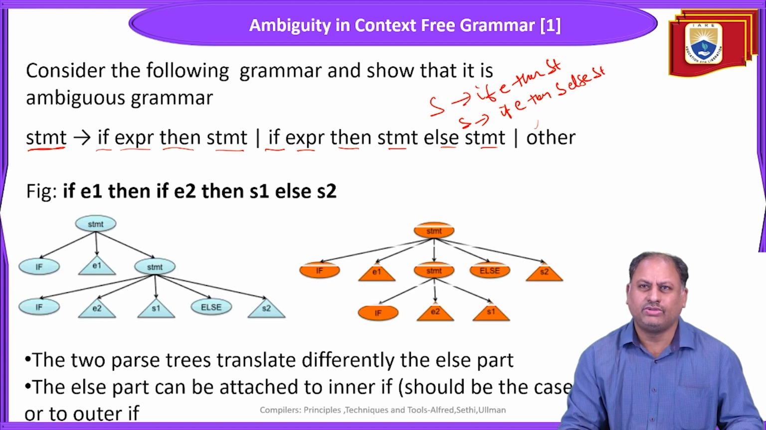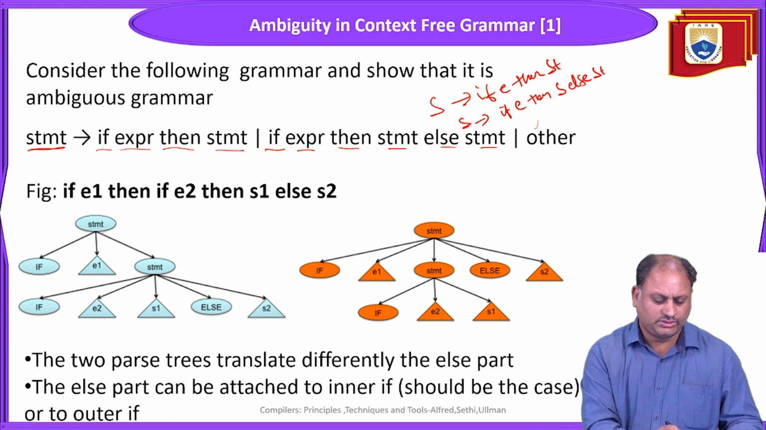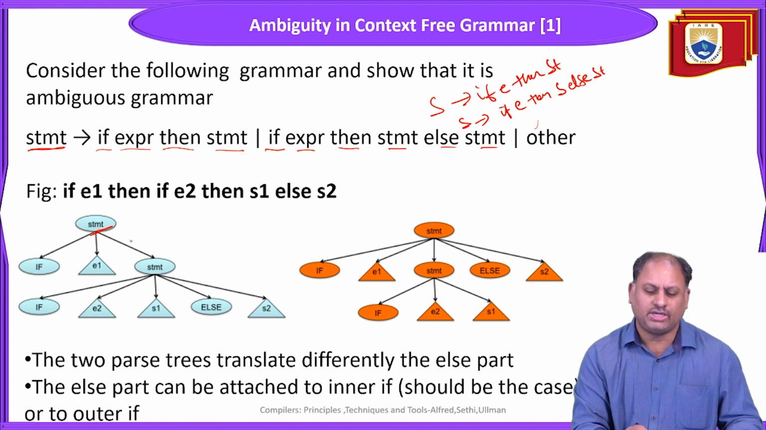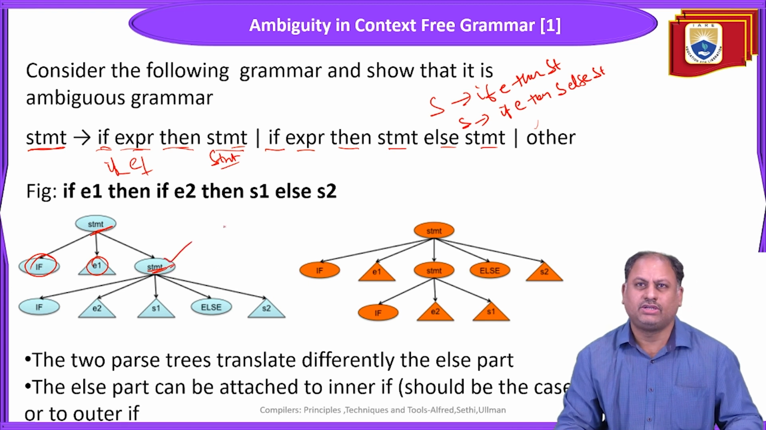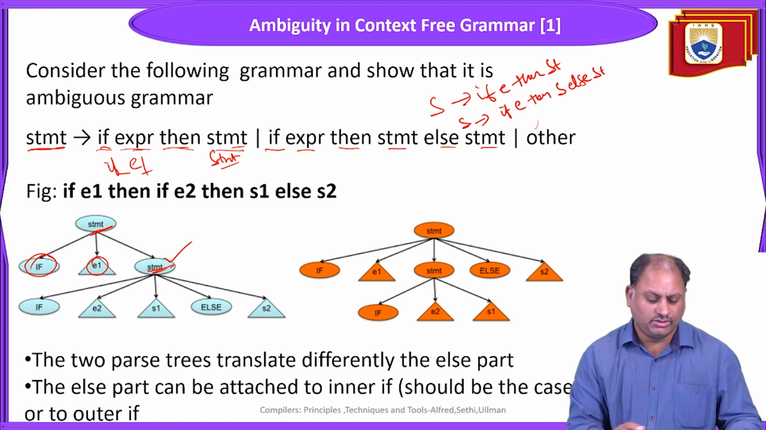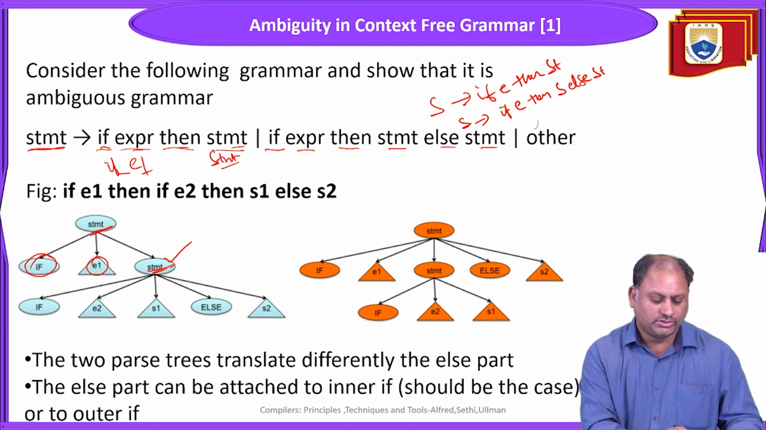For example, consider the first statement S as if expression then statement. So if expression E1 then statement, where the statement is S1. This is to be considered as the first part, the derivation of the parse tree. Here there is no derivation for if, but the statement contains a derivation. The statement derivation may apply either the first one or the second one.